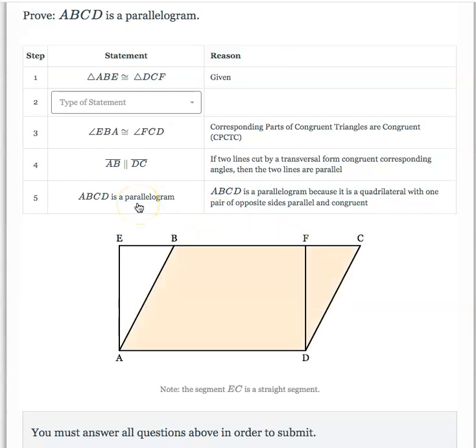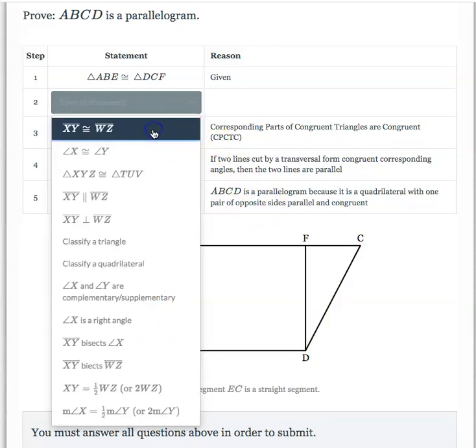The final statement says that quadrilateral ABCD is a parallelogram because it's a quadrilateral with one pair of opposite sides that are parallel and congruent. One pair of opposite sides parallel and congruent. Statement 4 shows that AB is parallel to DC. We have no statement that says that AB is congruent to DC. So for this statement to be made, we need to show that those two segments are congruent.